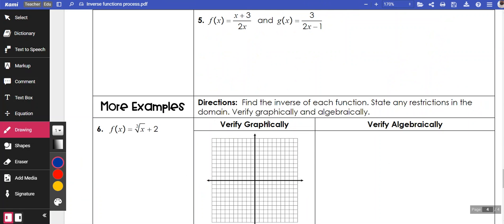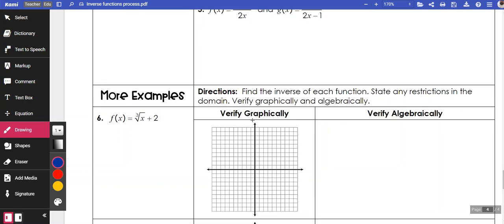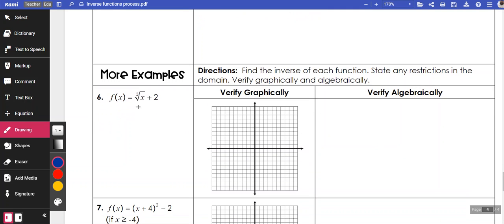Okay, so for the rest of this, this is really just a culmination of everything we did. They want you to do it both ways. They want you to find this function's inverse, verify it graphically, which I showed you how to do in decimals, and then verify it algebraically, find f of g of x. This will be extremely beneficial for you to help you with the practice problems.